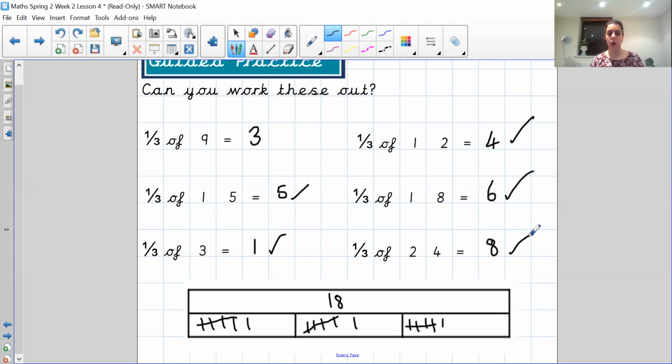If you got any of those wrong, I'd like you to stop and go and check again where you've gone wrong. You should be just splitting up into the 3 bars nice and carefully. Well done if you got those ones right.